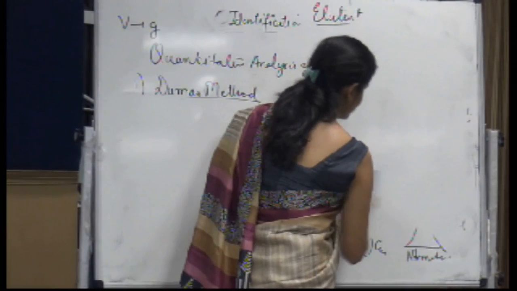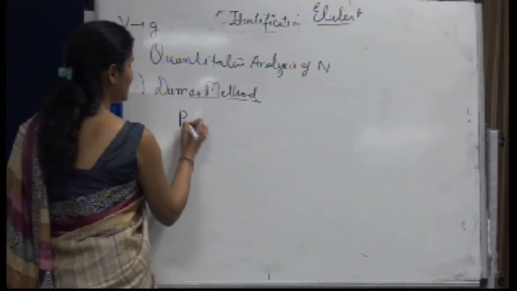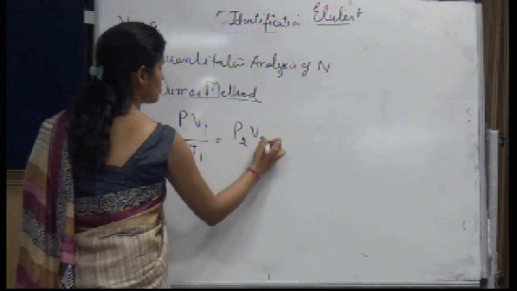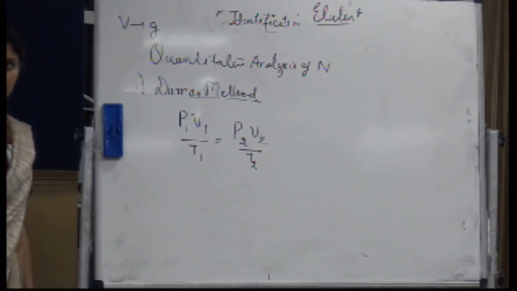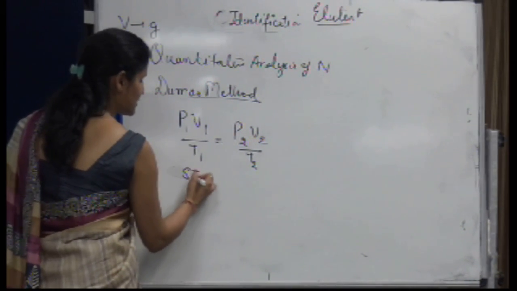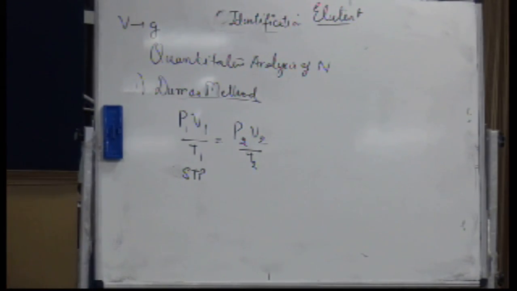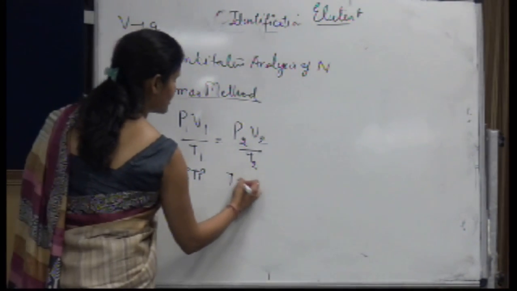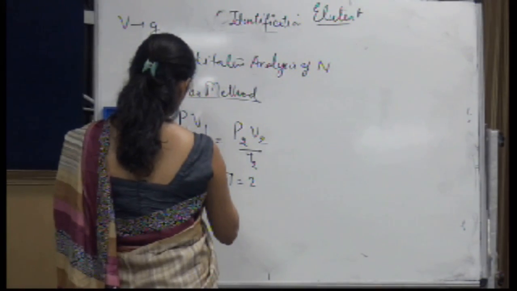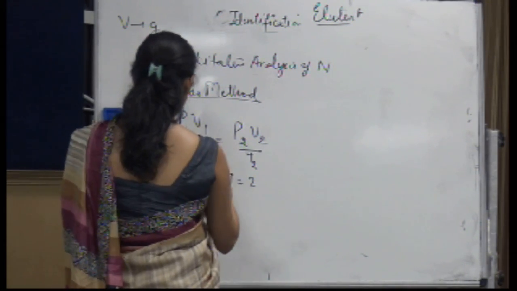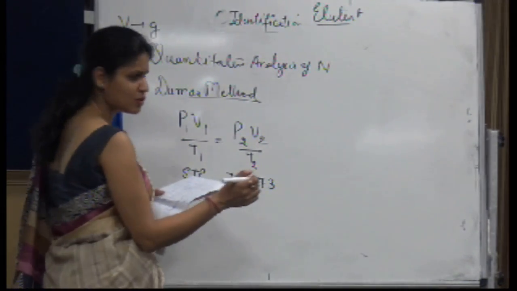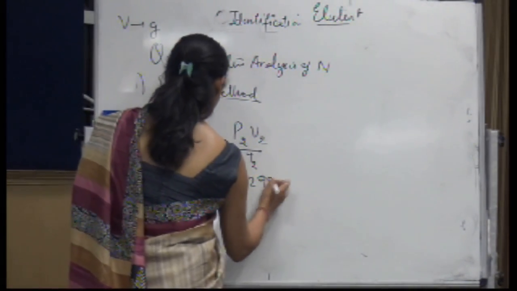Everybody is through with Charles law, Boyle's law, and the combined ideal gas law, P1 V1 by T1 equals P2 V2 by T2. Okay, if I am taking the gas at STP, what is STP? Standard temperature and pressure. What is the temperature at STP? 298 or 273? 273 or 298? 298. What is the pressure?